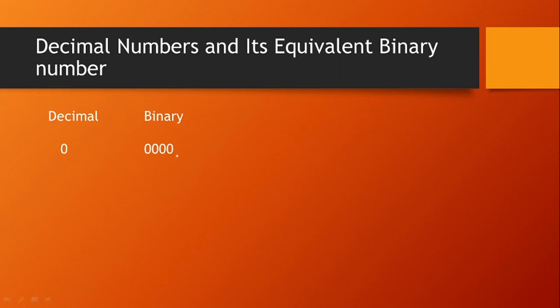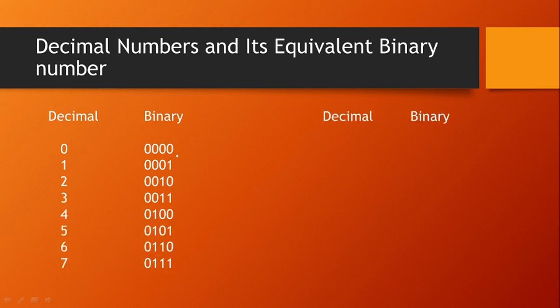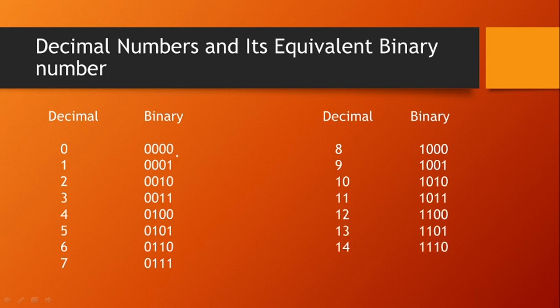So 0, its binary is 0000, 1 is 0001, 2 is 0010, 3, 4, 5, 6, 7, then 8, 9, 10, 11, 12, 13, 14 and 15. We start from 4 zeros and end at 4 ones. So a 4-bit binary number can represent from 0 to 15 in decimal.